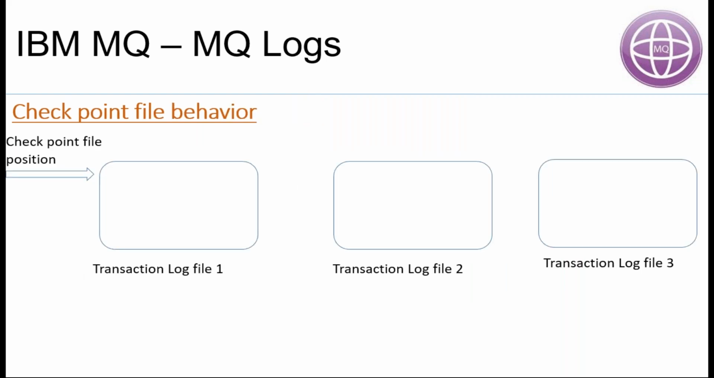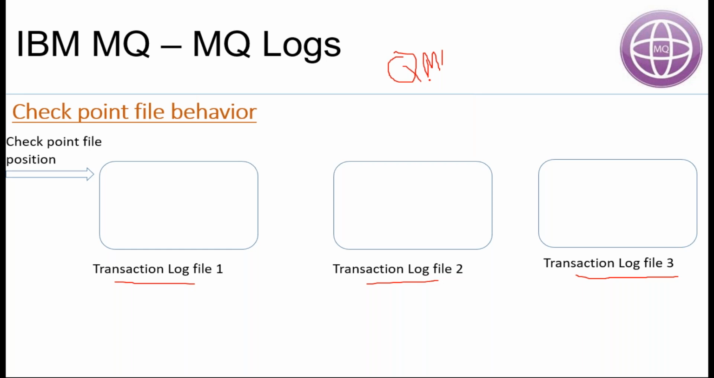Now I will show you that point with a diagram. Let's assume we have a brand new queue manager, say QM1, and let's assume it has 3 transaction log files: transaction log file 1, transaction log file 2, and transaction log file 3. Right now these are empty because it's a brand new queue manager. No transaction has happened, so everything is empty.